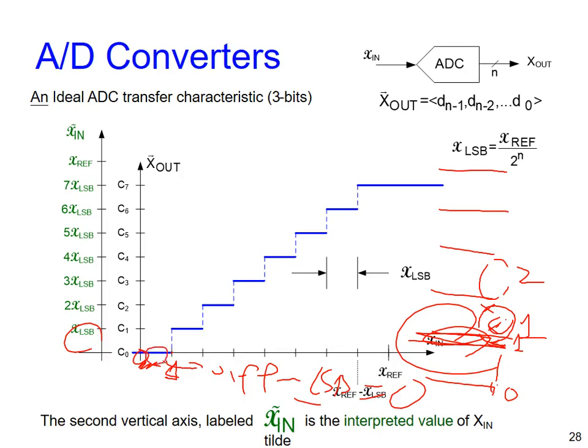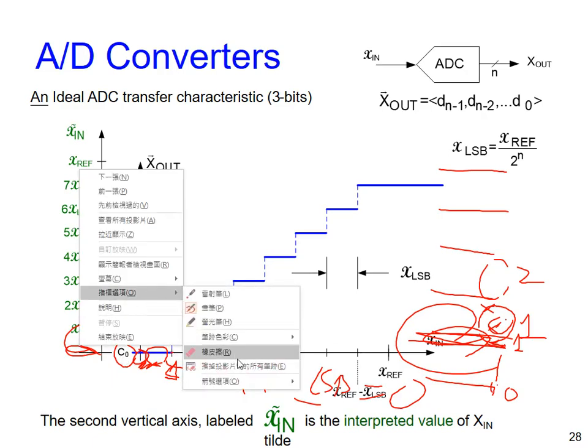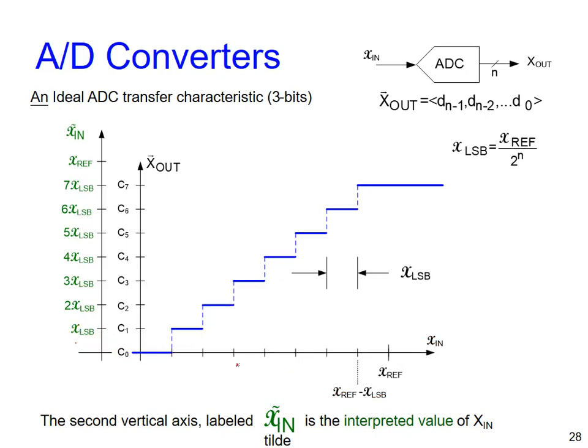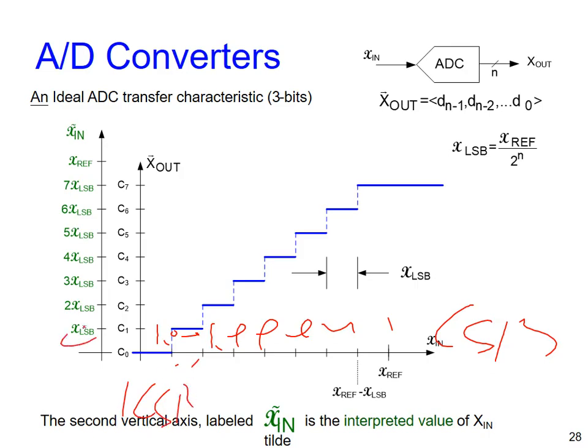Because this region were all coded as C0, the maximum error is 1 LSB, very close to 1 LSB. Okay? Similar condition happens for the second. You can see from 1.0 to 1.999999 LSB. After quantization, all of them will become 1 LSB. So again, the maximum difference or the maximum error is almost 1 LSB.